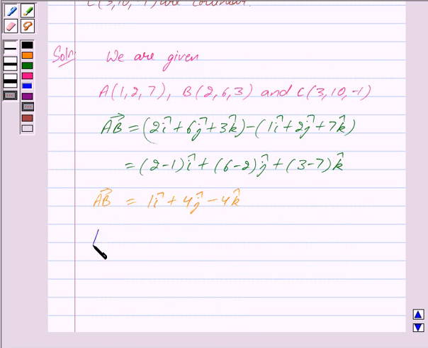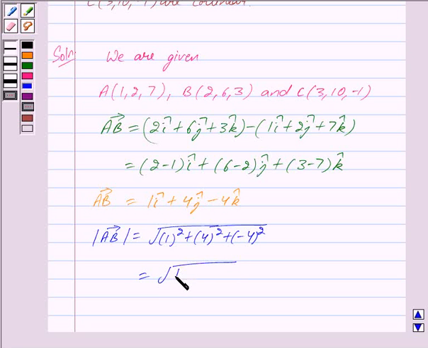Now mod of vector AB is equal to under root of 1 square plus 4 square plus (minus 4) square. And this is equal to under root of 1 plus 16 plus 16. And this is equal to root 33. So mod of vector AB is equal to root 33.